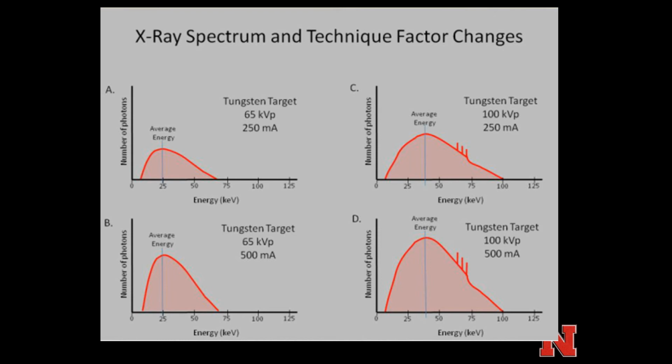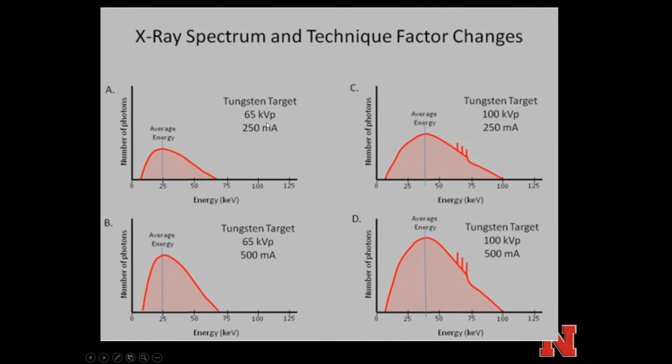All right, this graph is very, very important. On the core exam, they want to try and show you pictures. This is a picture which illustrates physics concepts. And so to go through this in some detail, if you have a baseline energy spectra, here's your average energy, which is about 25. This is created from a tungsten target of 65 kVp, 250 mA.